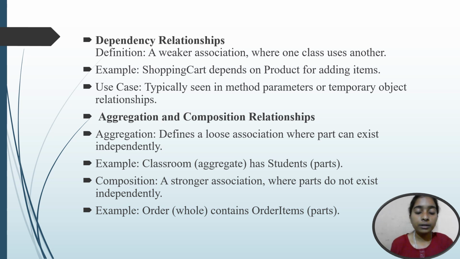In composition, it is a stronger association where parts do not exist independently. For example, an order contains order items, which are parts of the order.